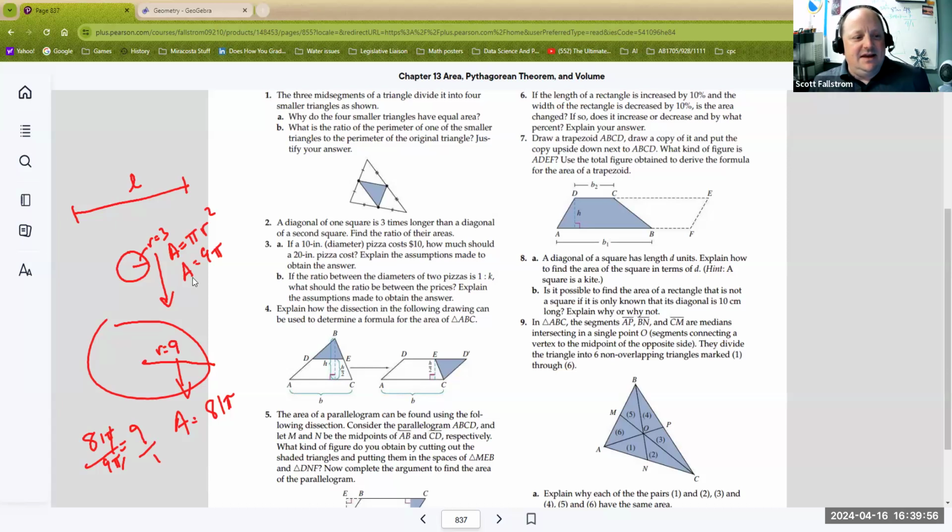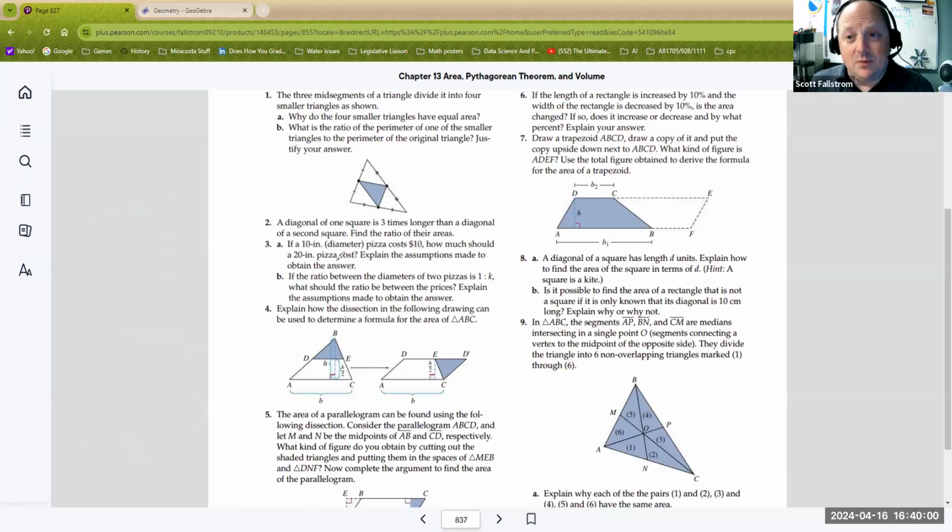Okay, that's my hint, my shove there. Of course, you're doing it with a 10-inch and a 20-inch pizza, and when they say 10 and 20, those are the diameters. I showed you the radius. You'll have to take that step, of course, to find the radius. And MC number 4, let's take a look.